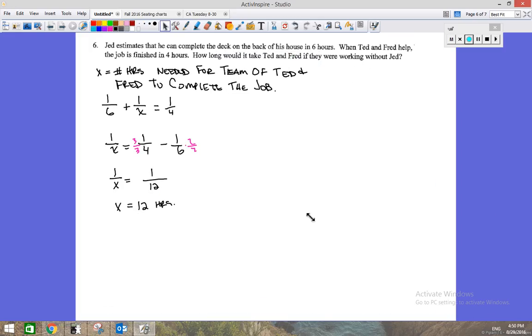Now we don't know if they're good at splitting the work equally between them, or if Ted does all the work and Fred watches, or vice versa. We don't have enough information to get more detailed about the team, other than just say the team of those guys can complete the job in 12 hours.